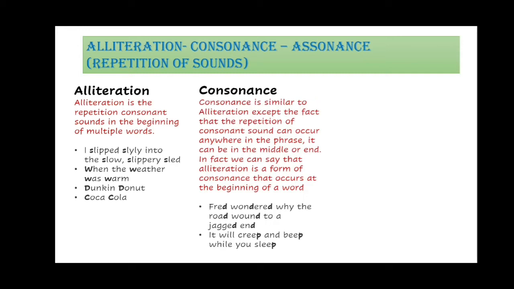Consonance is similar to alliteration, except that the repetition of consonant sound can occur anywhere in the phrase. It is not necessary that the consonant sound should repeat at the beginning of the word. It can be anywhere in the phrase, in the middle or at the end. In fact, we can say that alliteration is a form of consonance that occurs at the beginning of a word.